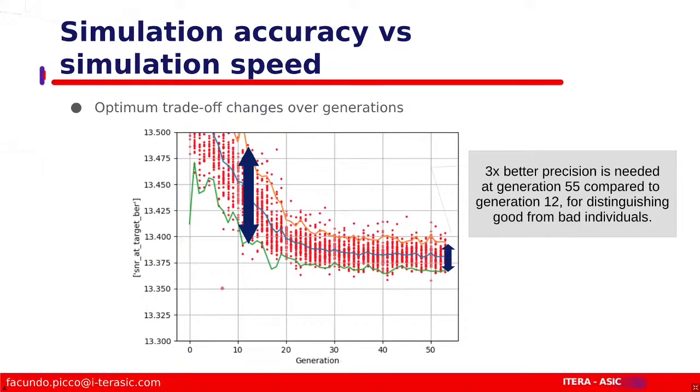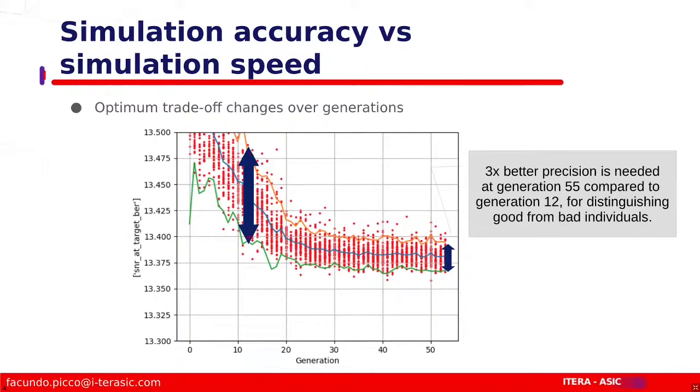What we are seeing here in the graph is the evolution of the key performance indicator, so the signal to noise ratio at the target BER, over the generations. The horizontal axis is the number of generations, but you can also see it as time or computational resources. Each red dot in the graph is an individual. In blue, we have the mean, and in orange and green, we have plus minus one sigma over the mean. What we see here is that the scatter at generation number 12 is about three times bigger than the scatter at generation number 50, 55 or something like that.